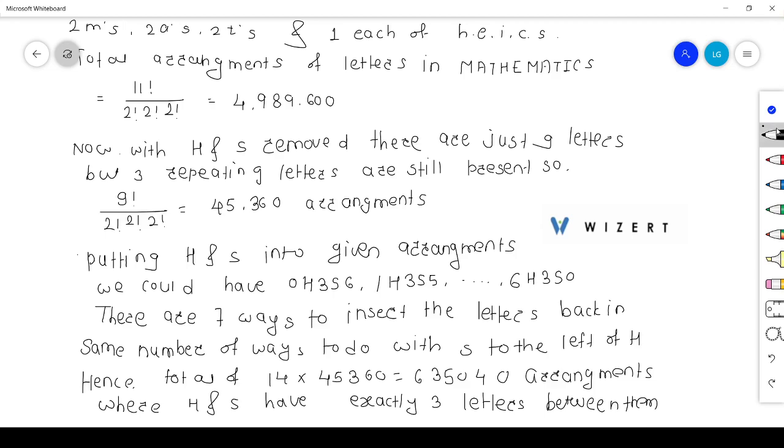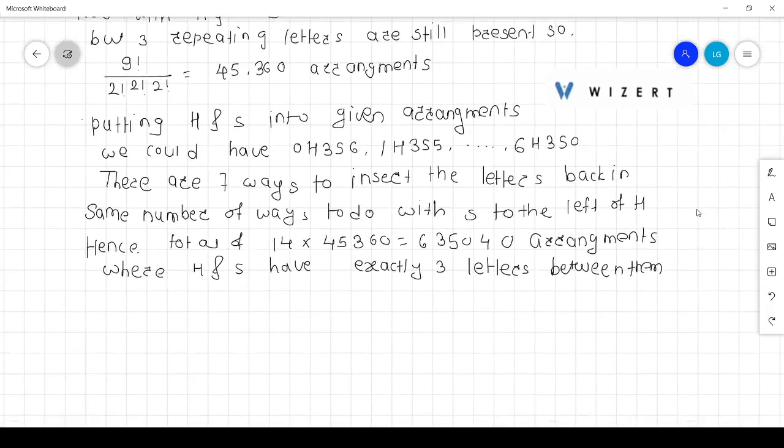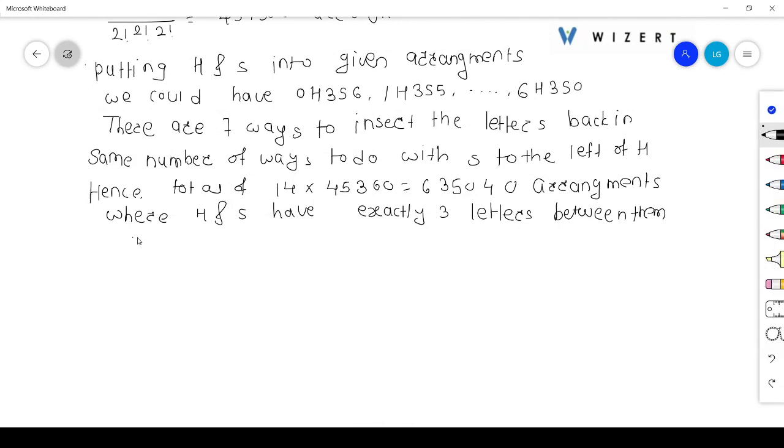The probability is given by 635,040 divided by total arrangements, means 4,989,600. So it will be 14 divided by 110. So the correct option is option A.